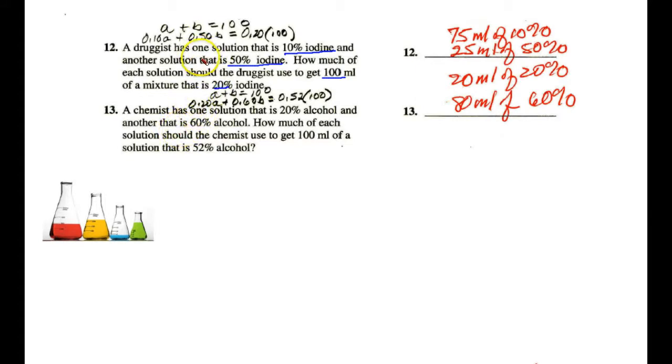Well, here, the first thing we do is identify our solutions. We're going to call this one A, and we'll call the 50% B. So eventually he's going to end up with 100. So our first equation is A plus B equals 100. Now, what's the strength of A? Well, we said it was 10%.